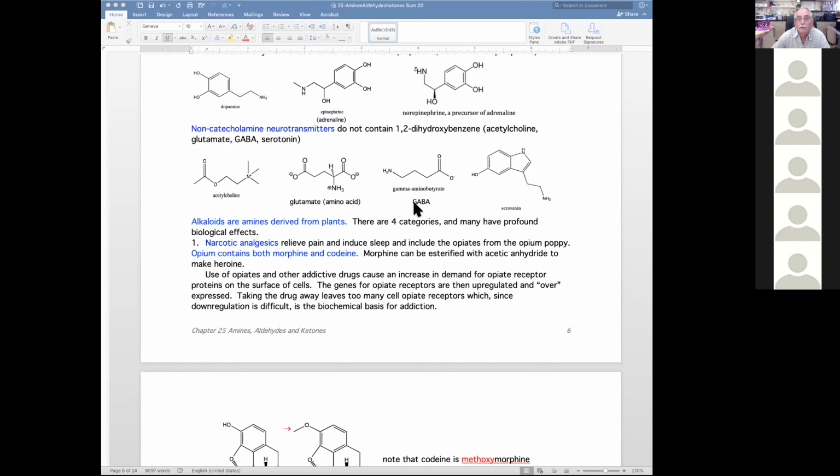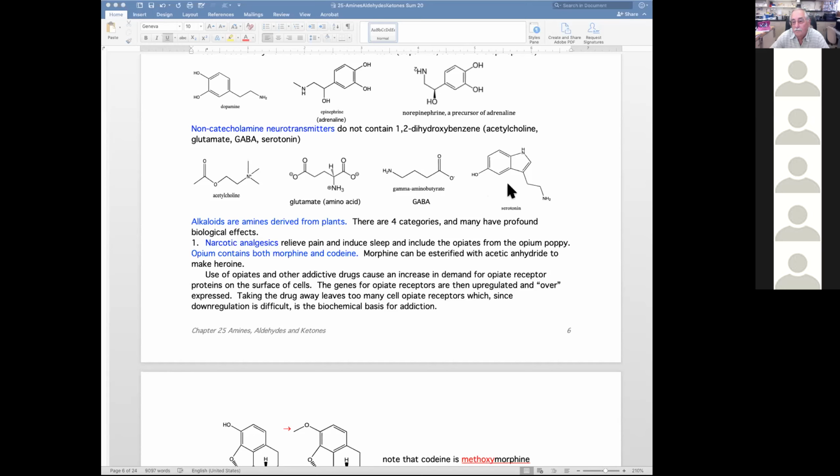And here's GABA. GABA is called gamma aminobutyrate. So it's an old-fashioned word for a carboxylic acid. Now we would call it butanoic acid. So here's a carboxylic acid. Here's an amino group. Oh my God, that's an amino acid.